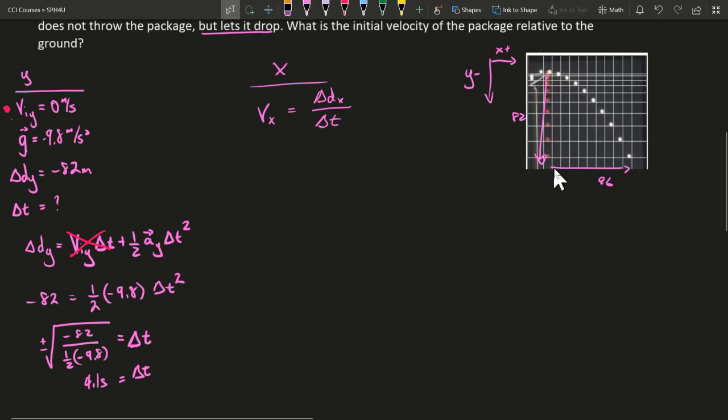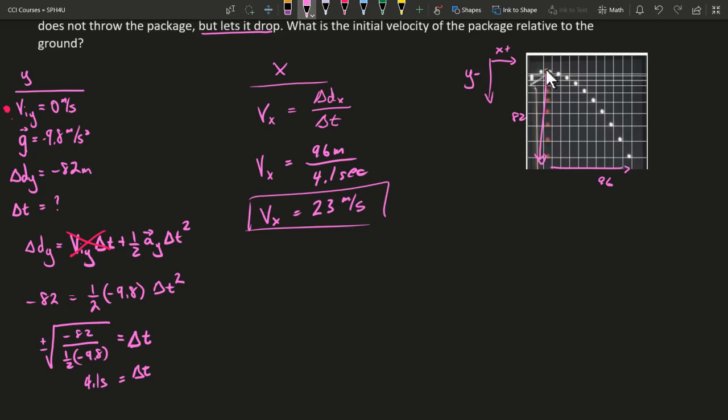I'm just going to plug this stuff in here. Sorry, it needs to move forward 96 meters, so I'll plug that in there. And I know that it needs to fall for 4.1 seconds. And boom, I get my x velocity, which is 96 meters per 4.1 seconds. This makes sense because this is a meters per second calculation. So it's 23 meters per second.